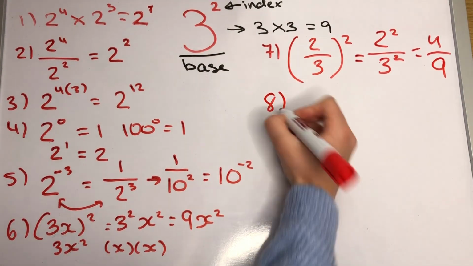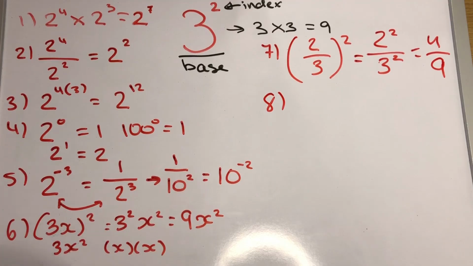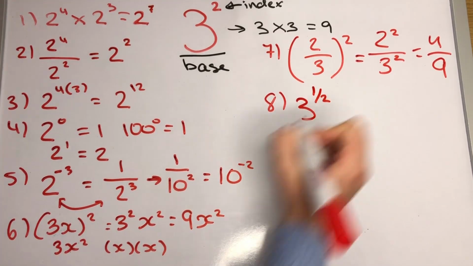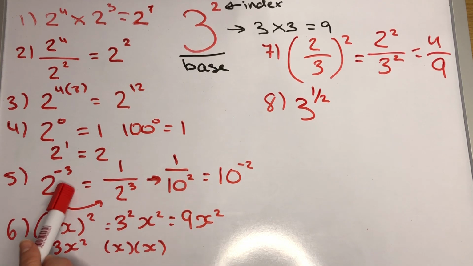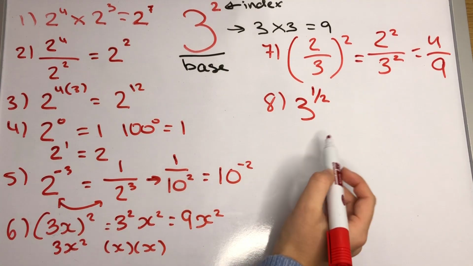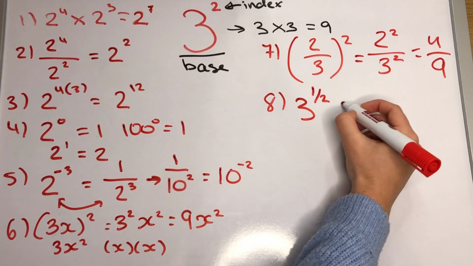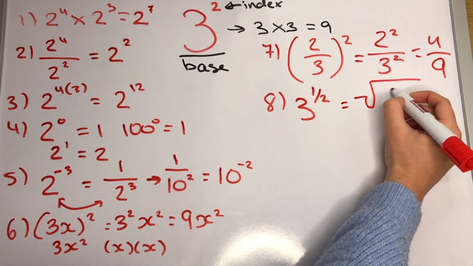Now rules 8 and 9, they are quite similar to each other. Well, if I have the indice 3 raised to the power of a half. Indices, we don't like negatives, but we also don't like fractions. The way we will get rid of this fraction is by putting it in a square root.